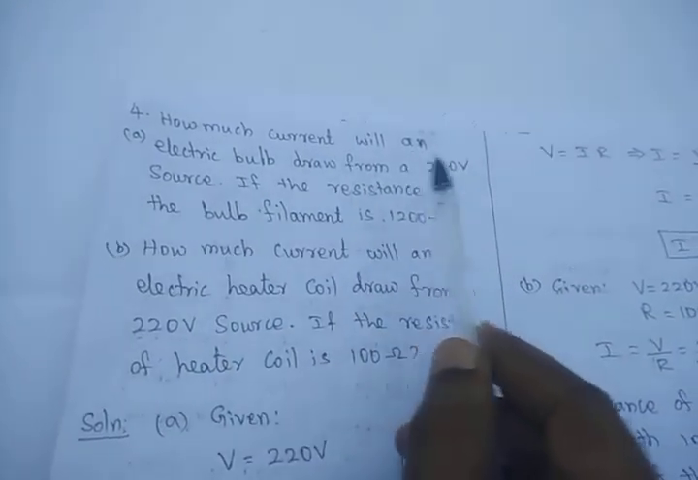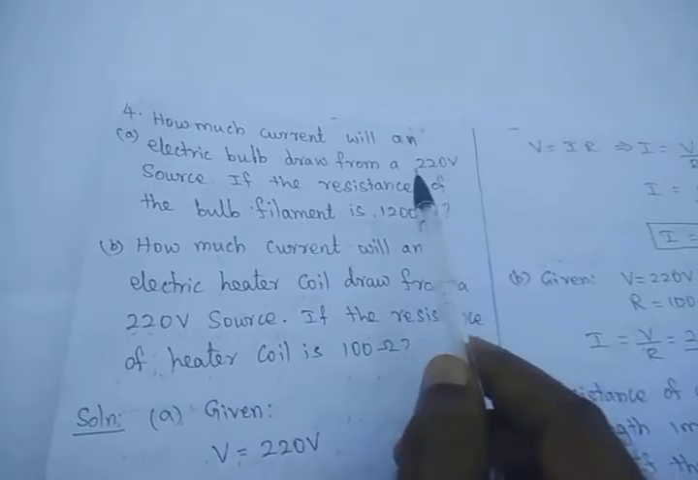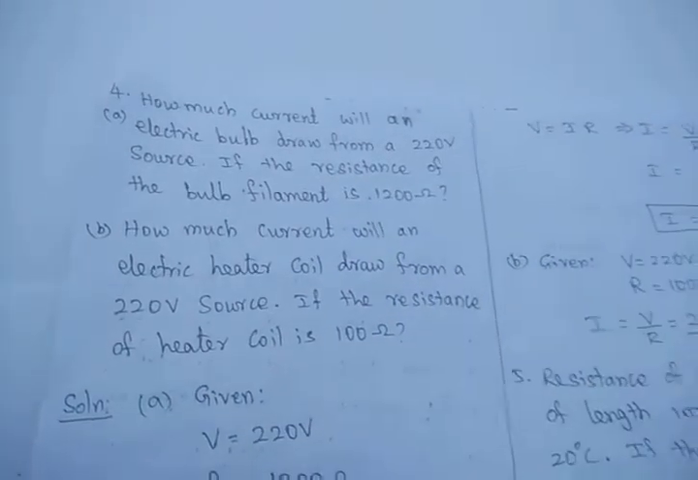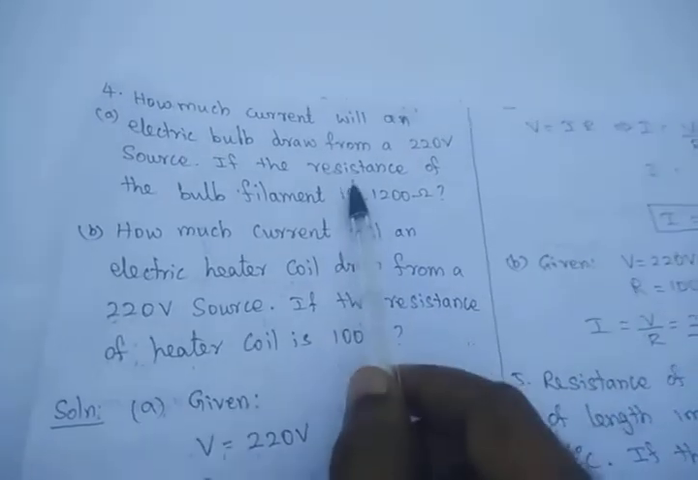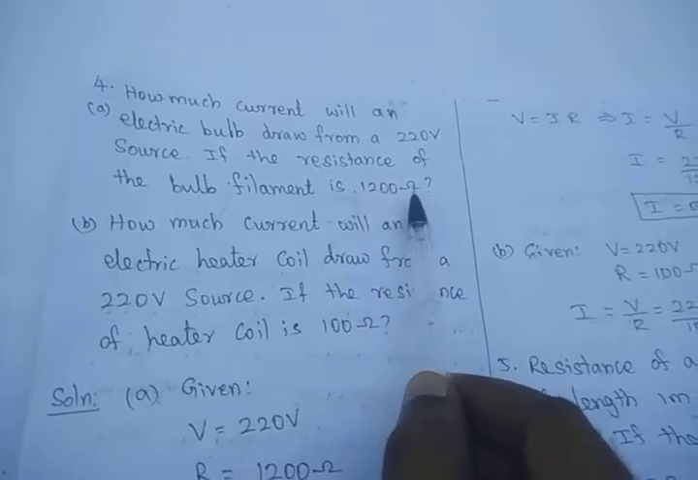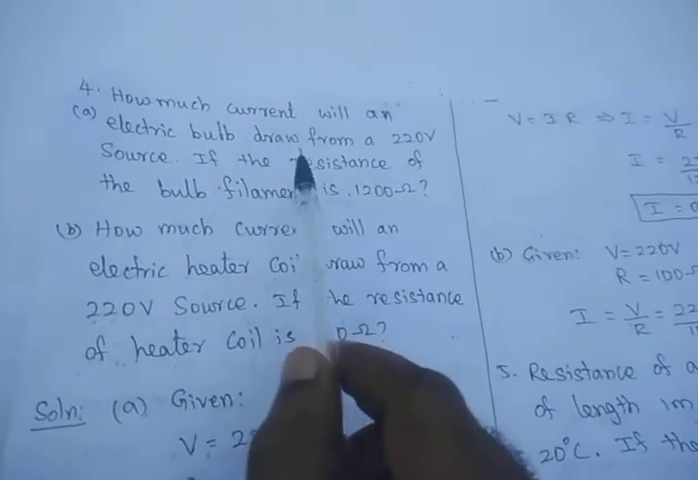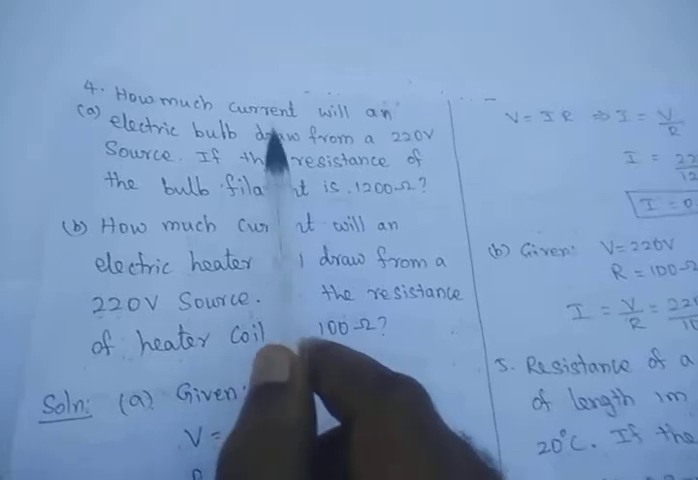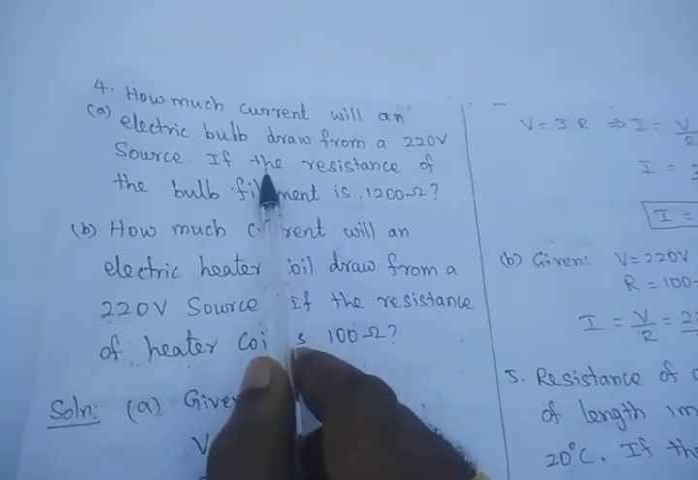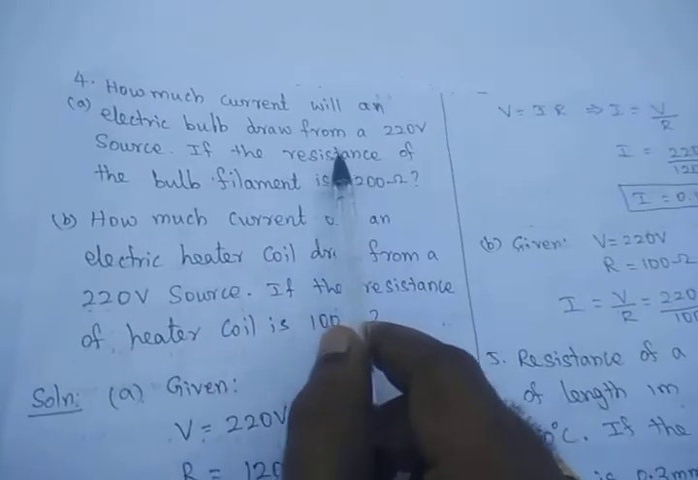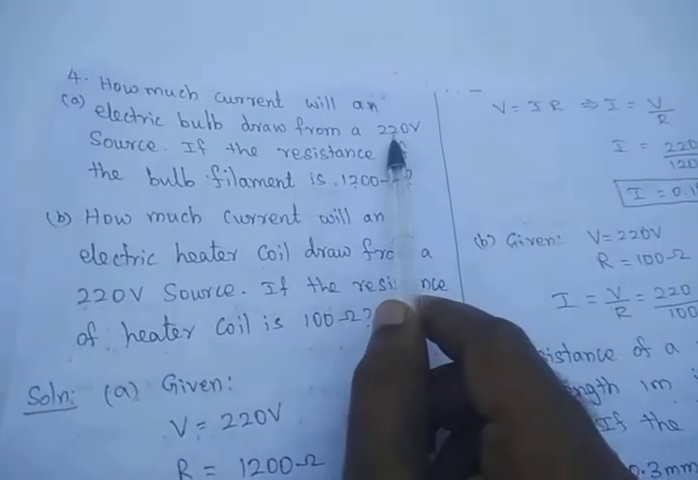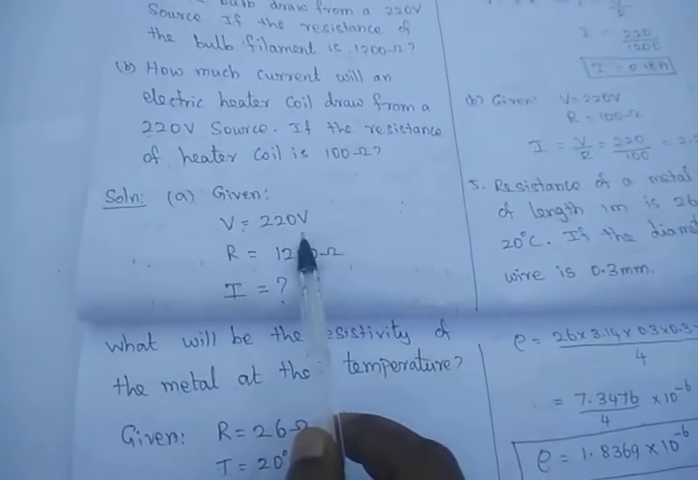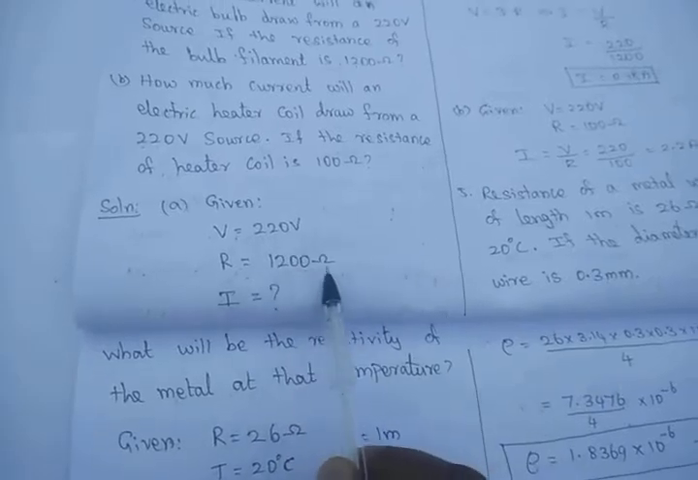How much current will an electric bulb draw from 220 volt? That is, to a bulb, 220 volt is supplied, and the resistance of the bulb is given as 1200 ohm. So what is the given data? Read the question once and twice and understand it properly. The resistance of the bulb is given as 1200 ohm, and the potential difference given is 220 volt. So in the given data you write voltage is equal to 220 and resistance is 1200 ohm.